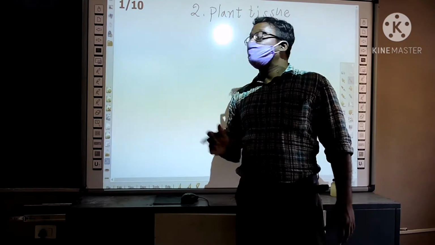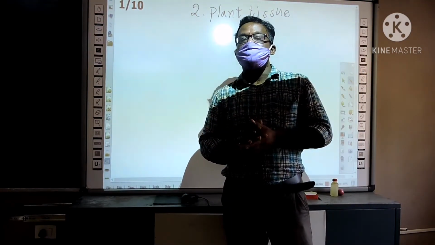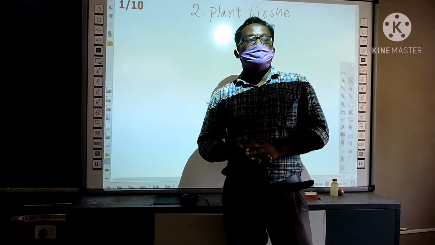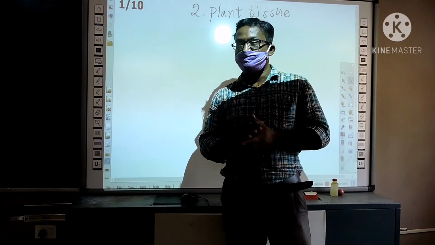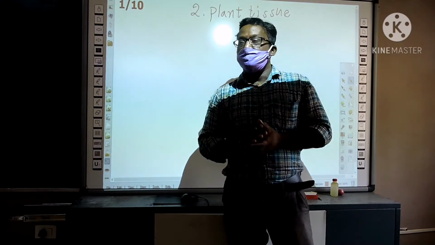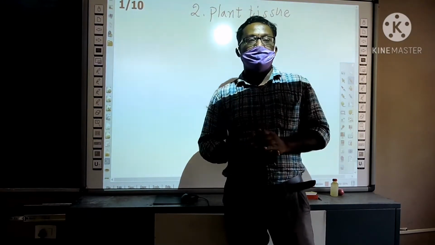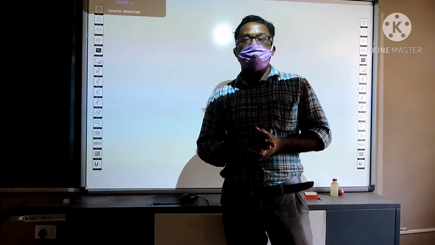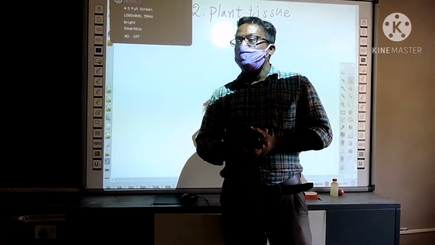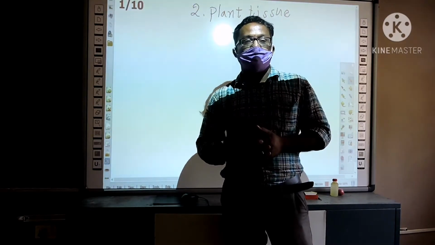Okay, today's topic is plant tissues. In previous class we learned the structural and functional unit of the body is the cell. All activities or life processes of an organism are carried out by the cell. Understand? Okay, how do cells perform these functions?